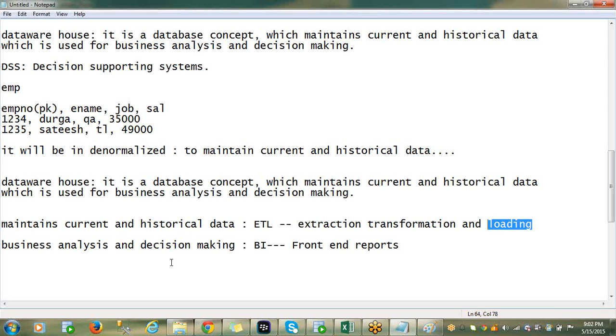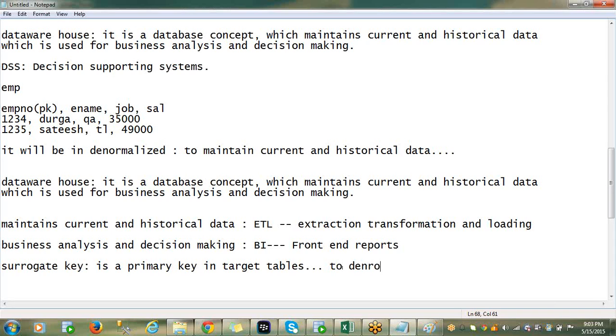Okay, so I'll take another example. Now there was a question about surrogate key. Surrogate key is a primary key in case of your target tables. Why is this done? To denormalize the table. Why is denormalization required? To maintain historical data. To maintain your current and historical data, you would be going with a denormalization of that particular table.